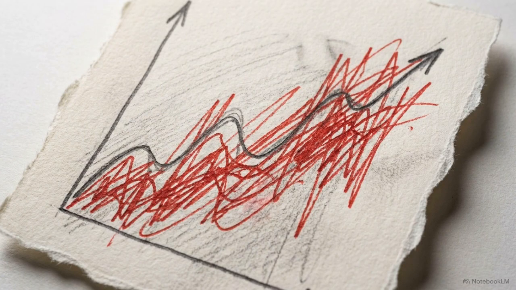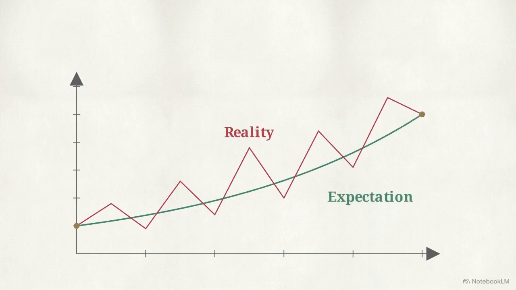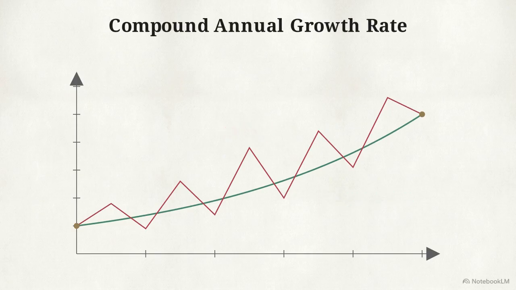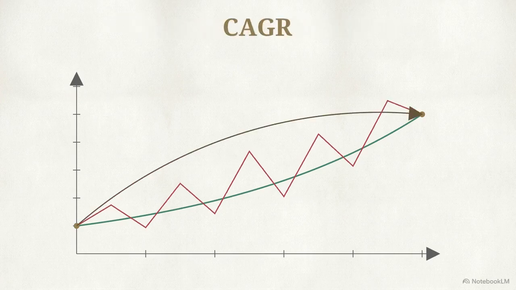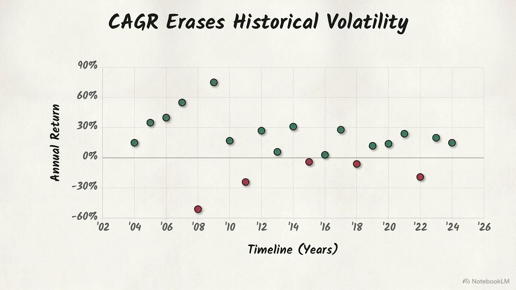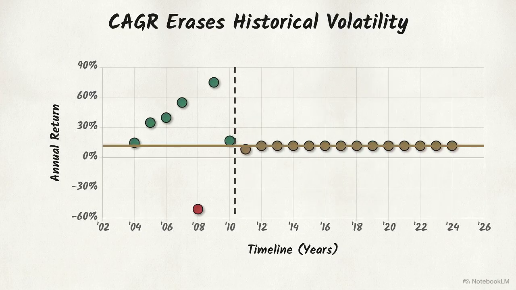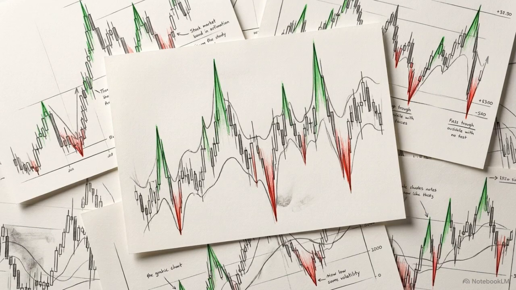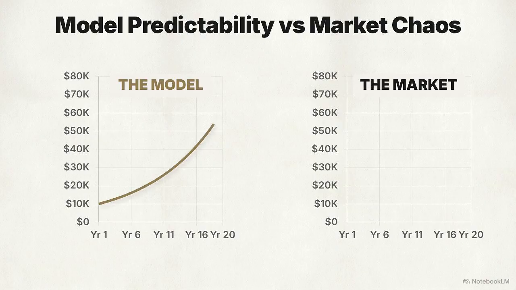Yet in active financial markets, a perfectly smooth exponential curve is a mathematical fiction. The financial industry bridges this gap between expectation and reality using a metric called the compound annual growth rate, or CAGR. CAGR is not a predictive law of physics. It is merely a backward-looking smoothing function designed to make historical chaos look orderly. Real-world compounding is a high-variance, stochastic process. It is governed heavily by volatility, not by a steady, comforting mathematical rule.